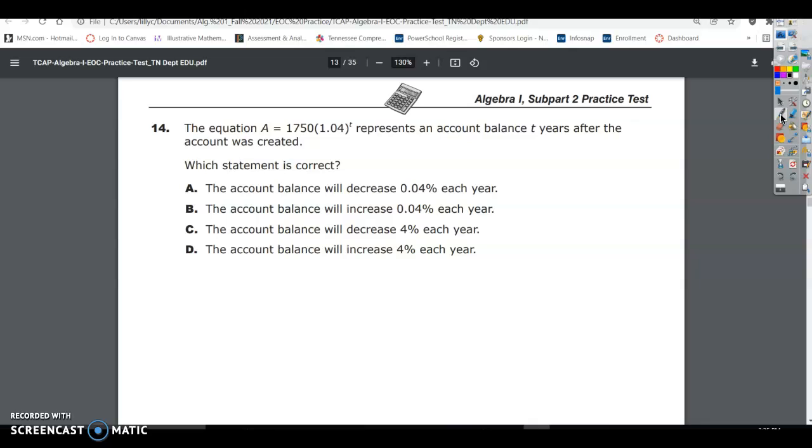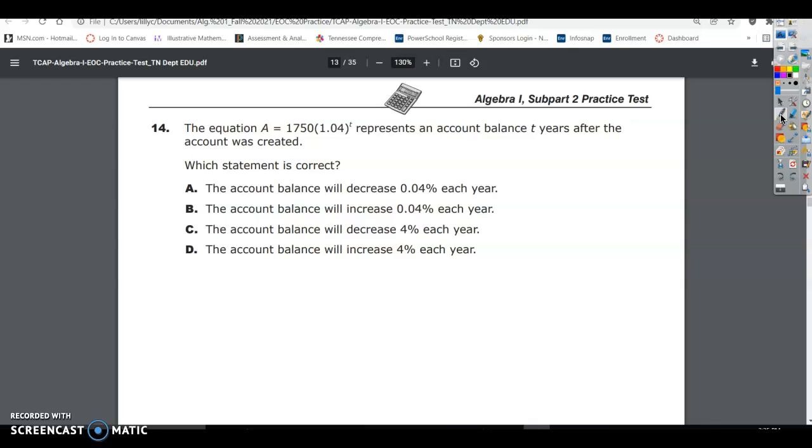The account balance will decrease by 0.04%. The account balance will increase by 0.04%. The account balance will decrease by 4%, or the account balance will increase by 4%.